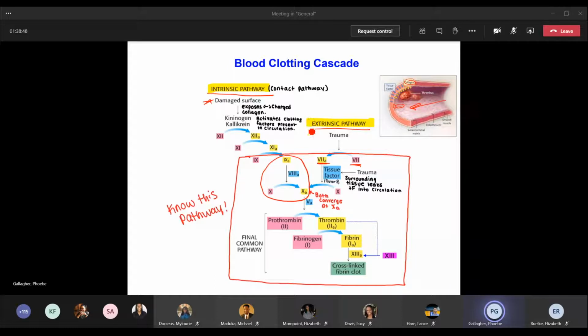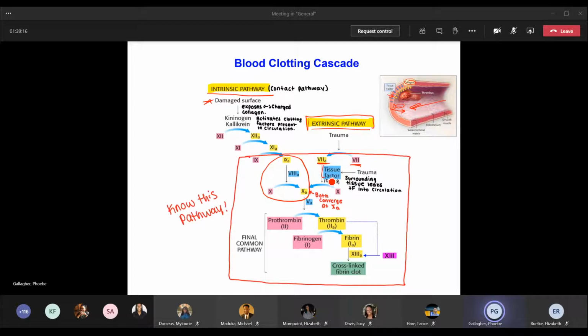Okay, so on the other hand, if your tissue surrounding the vessel is damaged along with the vessel, you'll have the activation of the extrinsic pathway. So this tissue factor would be secreted by the surrounding tissue, so it's not within the vessel. And if there's a hole in the vessel, the tissue factor can seep in and activate the cascade that way.